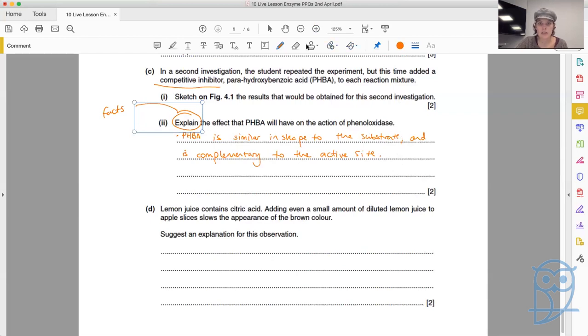Okay, let's actually not do this one bullet points. Let's make sentences now as we're progressing. So, PHBA will bind to the active site, preventing enzyme substrate complex formation. What does this then cause? This reduces the rate of reaction.